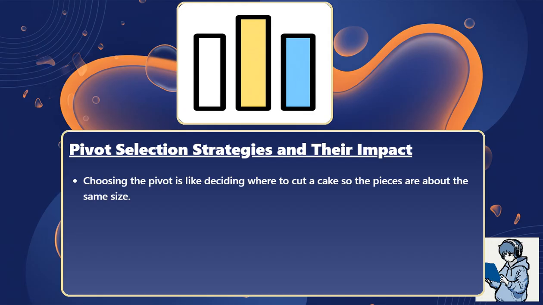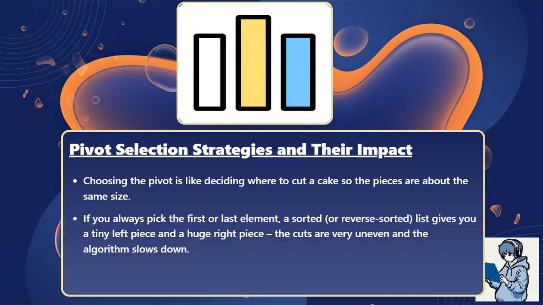Choosing the pivot is like deciding where to cut a cake, so the pieces are about the same size. If you always pick the first or last element, a sorted or reverse sorted list gives you a tiny left piece and a huge right piece. The cuts are very uneven and the algorithm slows down.